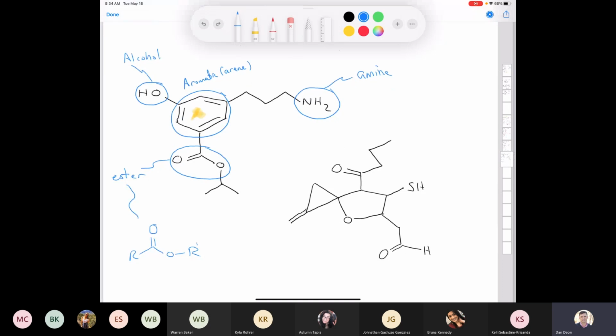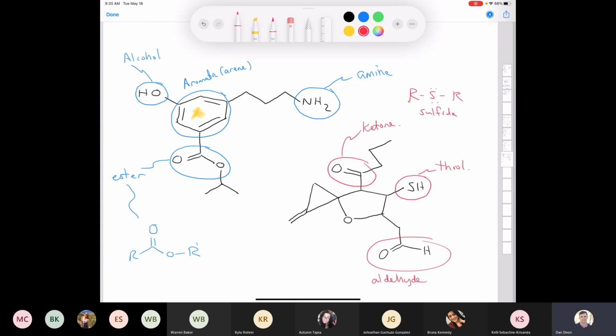What about the one on the bottom right? Can anybody identify any functional groups in this guy? Yes, there's a ketone, absolutely. So here we have a ketone. What else? Aldehyde, yes. This is an aldehyde here. Absolutely. A sulfide. So this isn't a sulfide. This one here is a thiol. So this is a thiol. A sulfide is when you have a sulfur sandwiched between two R groups. Okay, that's a sulfide.